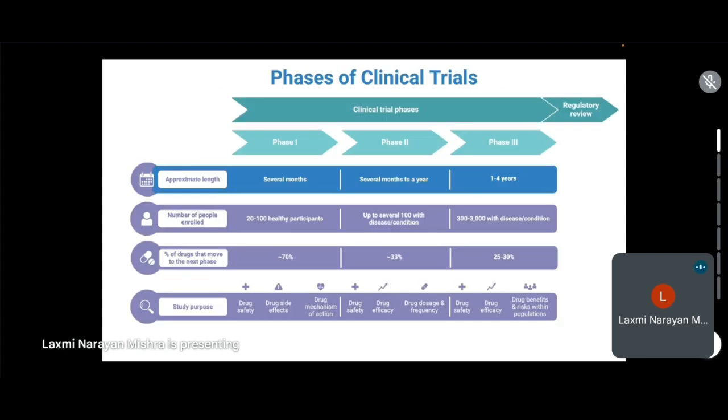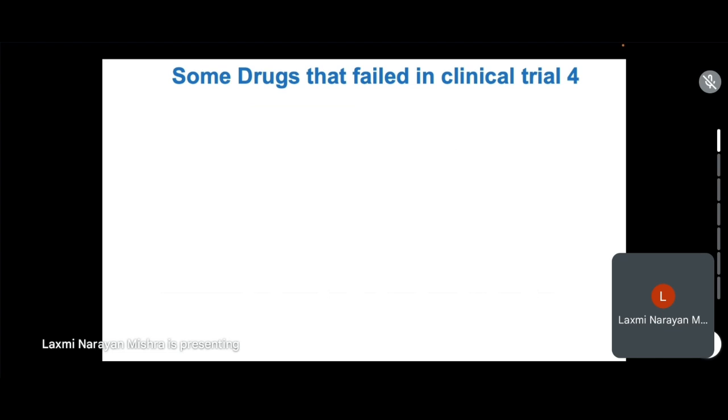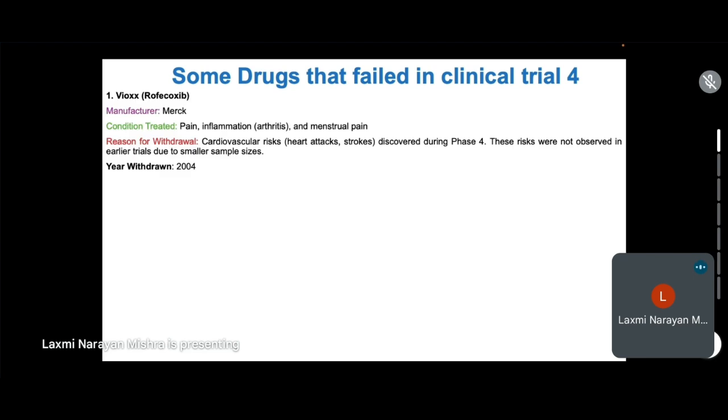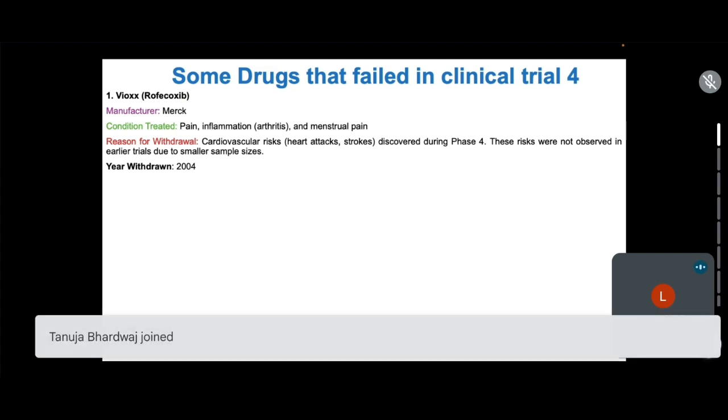So going ahead, these are the phases of clinical trials that I discussed already. Some drugs have failed in clinical trial 4 also. So we highly regard companies like Merck, AstraZeneca, Regeneron, Pfizer, but every company's drugs have failed in clinical trial 4. For example, Vioxx, the manufacturer was Merck, a very well-known drug company, and this medicine was used to treat pain, inflammation, mainly due to arthritis and menstrual pain.